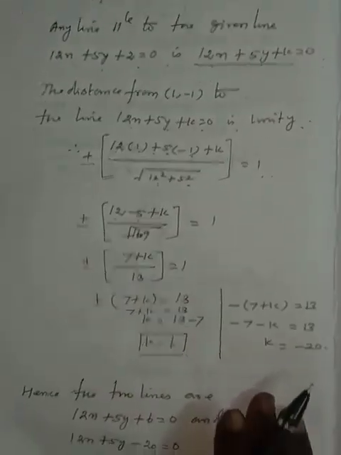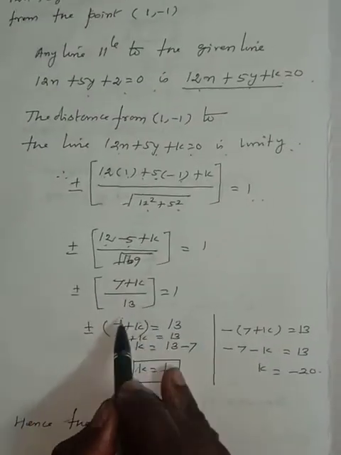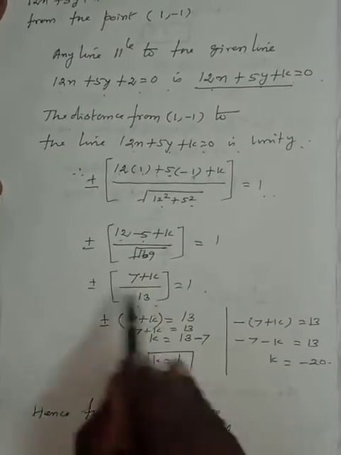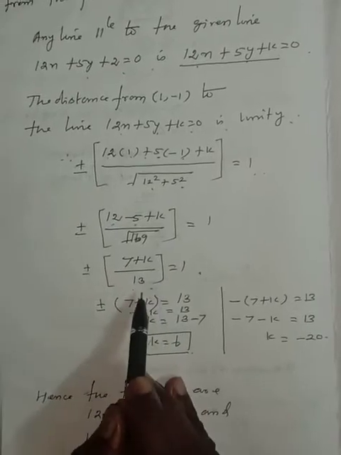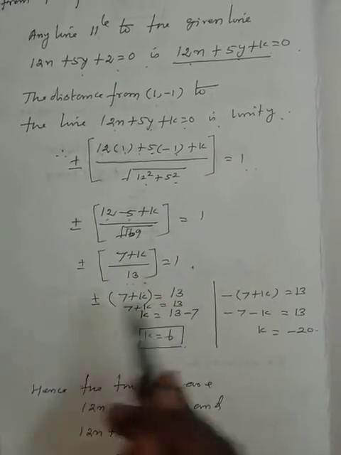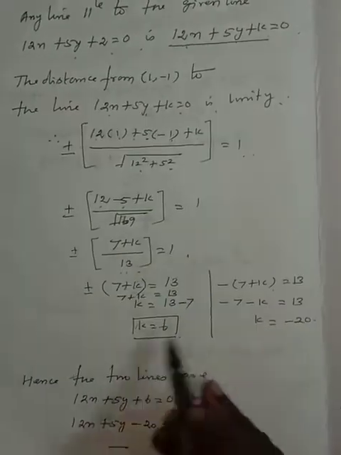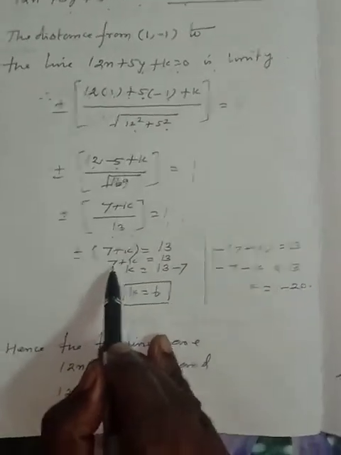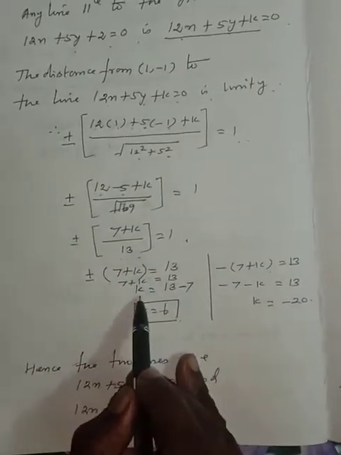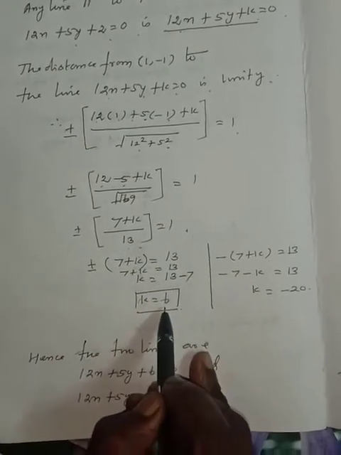169. Taking square root we have (7 plus k) divided by 13 is equal to plus or minus 1. That means (7 plus k) divided by 13 is equal to 1, and minus of (7 plus k) divided by 13 is equal to 1. Now take the positive side: 7 plus k is equal to 13. k is equal to 13 minus 7, which is 6.